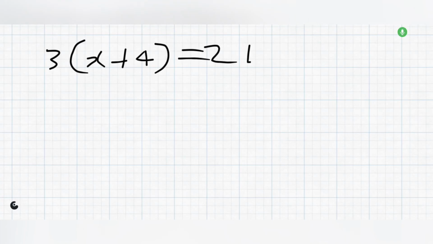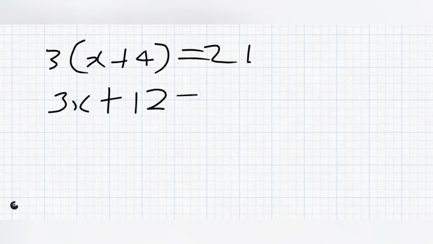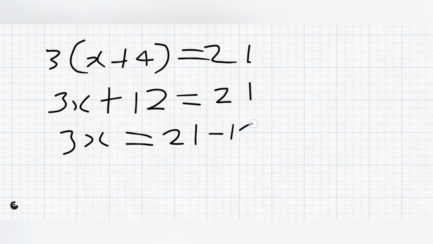Solve this equation first: distribute 3 to all the terms in the bracket. 3 times x is 3x plus 3 times 4 is 12 is equal to 21. Now we move 12 to the right-hand side, and 3x will be equal to 21. 12 is coming to the right, so it is minus 12.